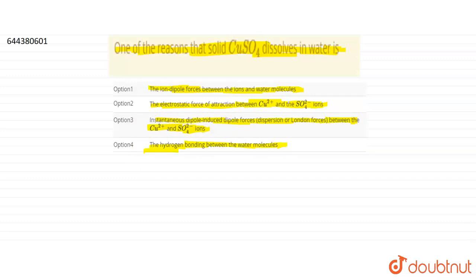So this is a very basic question, guys. When solid CuSO4 is put in the water, then it dissolves in the water, and we have to find the reason for that. Okay, we know water is a polar solvent. I hope you know that.